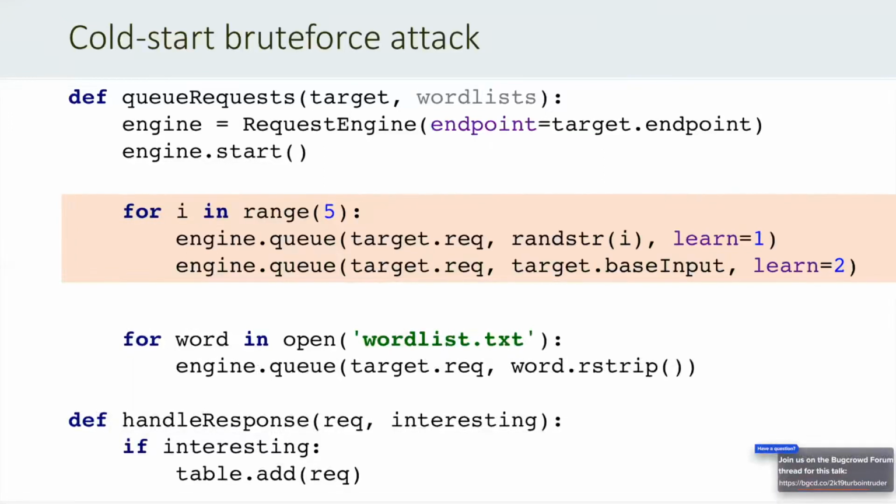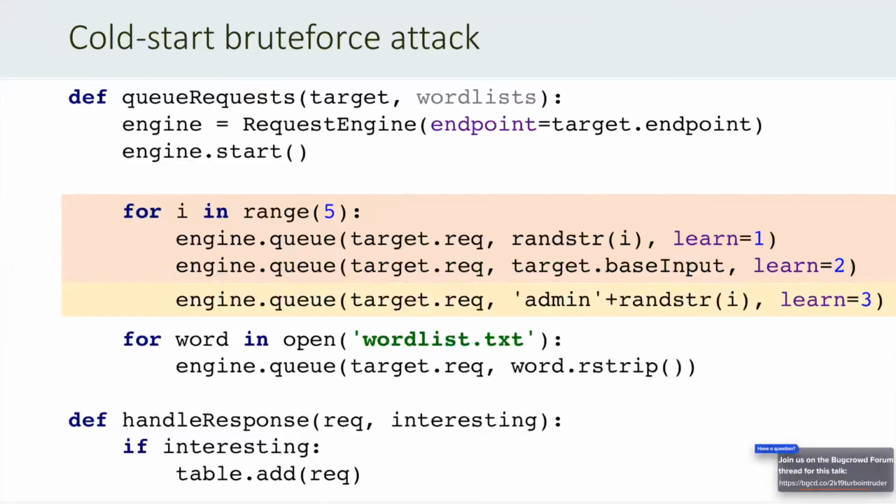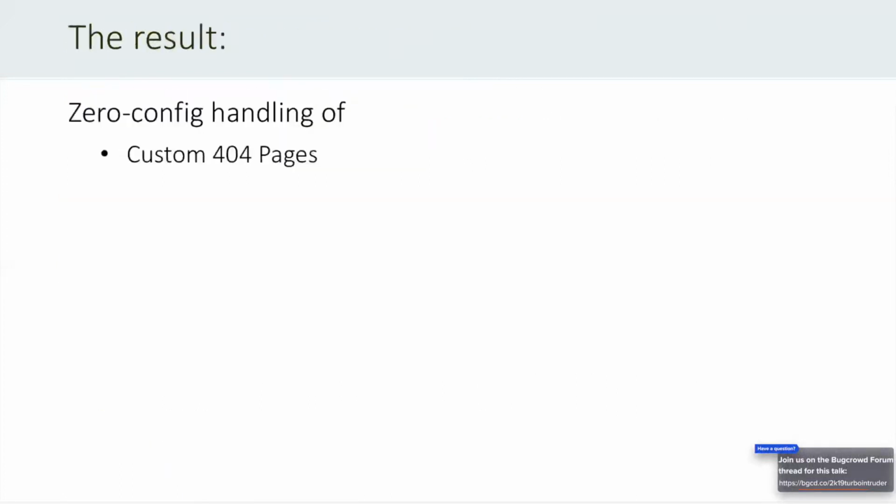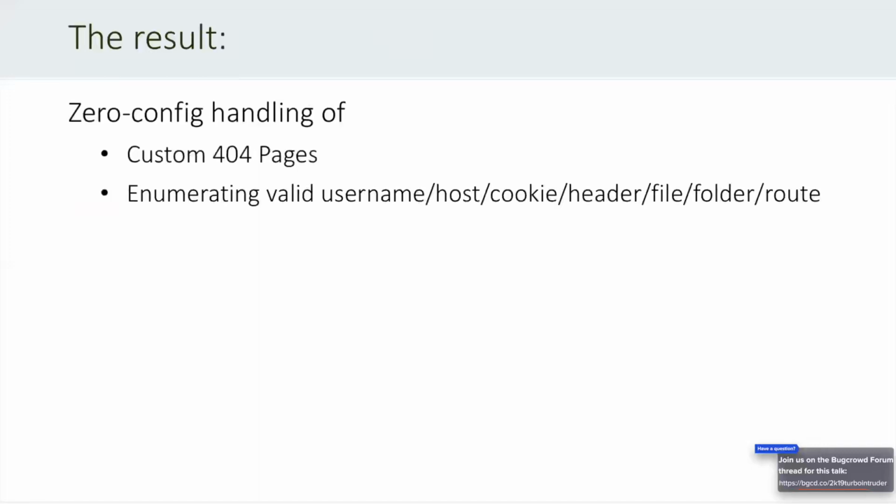So for example, maybe they've got a web application firewall and it blocks every request with the word admin in. Well, you can say, please learn the response to a blocked request as being boring, and then you don't need to worry about it turning up in your table anymore. So this is completely generic code, which you generally shouldn't have to change. And the end result is, with no work, you get automatic free handling of stuff like custom 404 pages. And not only that, but enumerating basically anything, even if it's a username or host or cookie, header, file, folder, or root. Basically, as long as the valid value gives you a significantly different response from an invalid one, then Turbo Intruder will automatically be able to spot the valid ones and put them in the table for you.